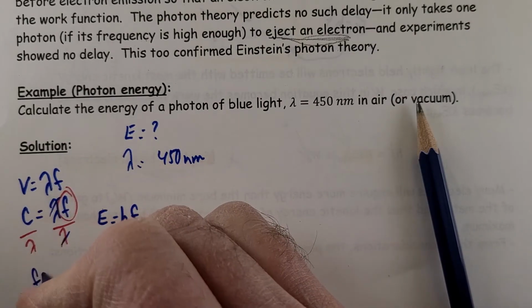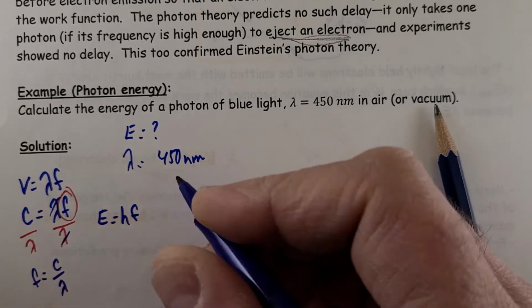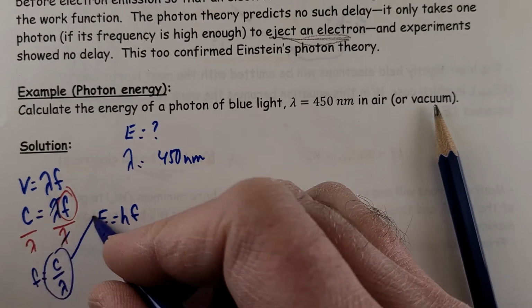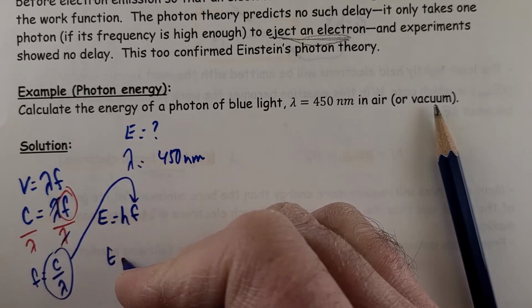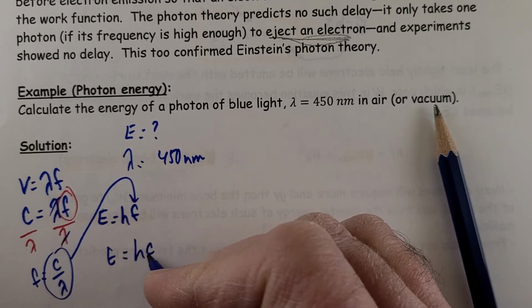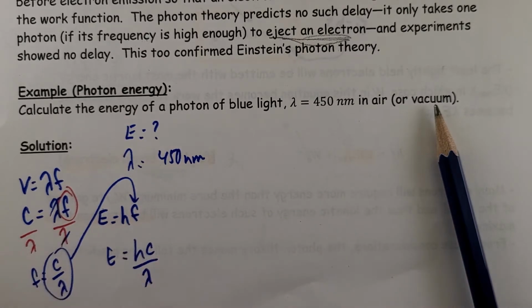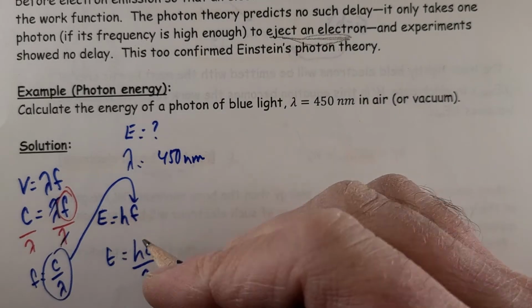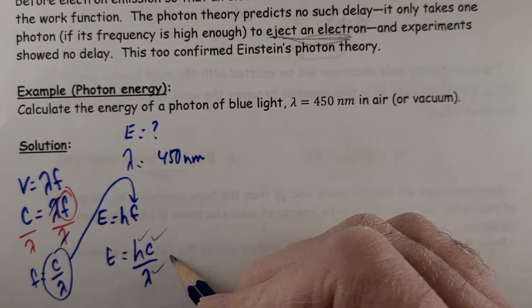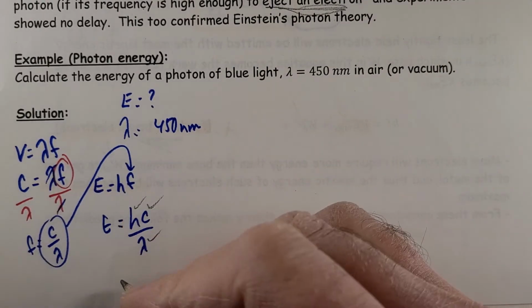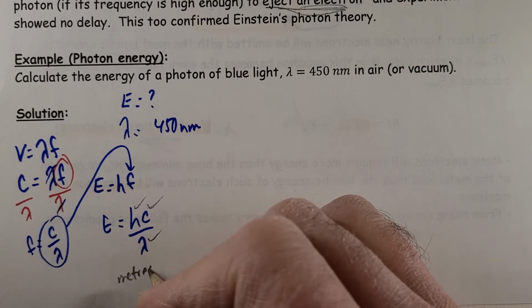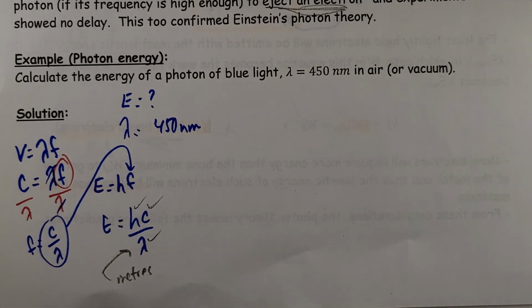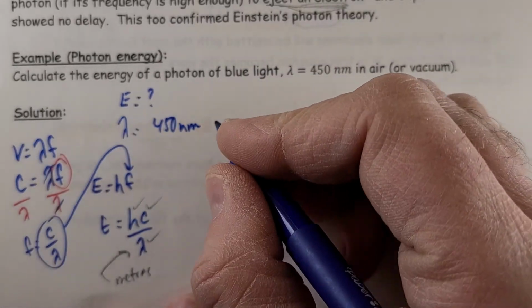And f is c over lambda. So I can substitute that into the equation here. So E equals hc over lambda. Of course, I know what Planck's constant is, I know what the speed of light is. Wavelength though, it'll have to be in meters. So it has to be in meters, which means I have to convert this into meters.